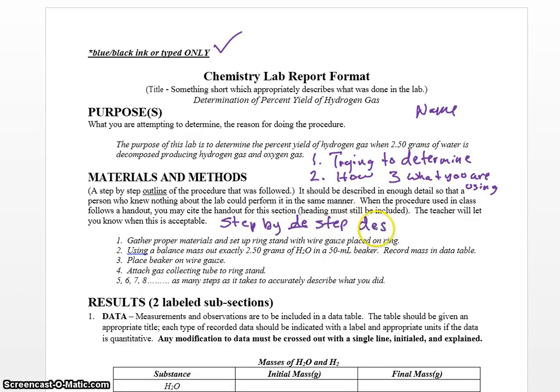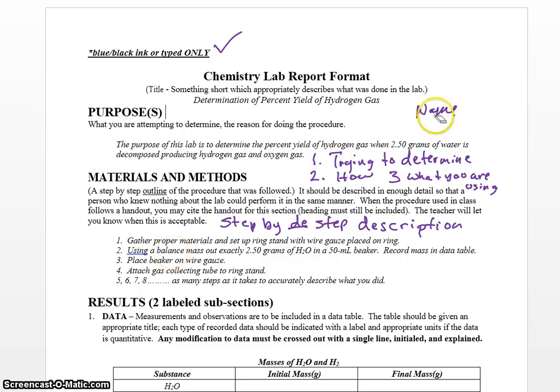Please do that in outline form. Step number 1, we are going to do this. Step number 2, we are going to do this, and so on. This needs to be very specific. Someone should be able to read your procedure and do exactly what you did the way that you did it.